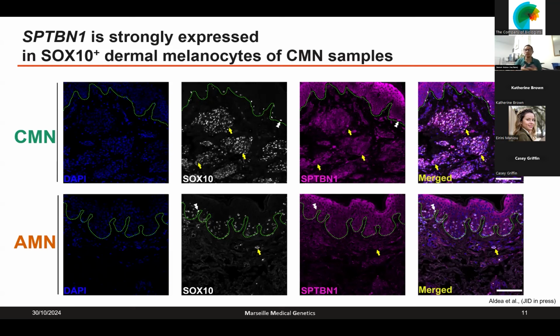So these together really put spectrin beta as a potential marker to distinguish between CMN and AMN, and so only by using the methylome data that you can get and that are easy to get in many hospital setups.